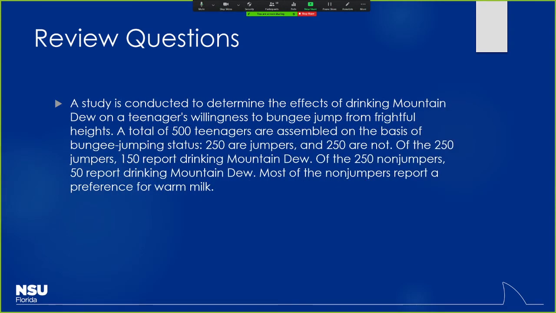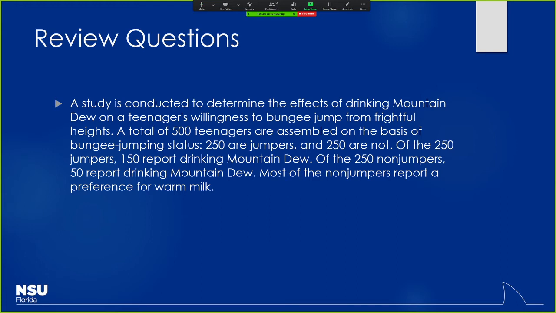Okay, so let's say we conduct a study to determine the effects of drinking Mountain Dew on a teenager's willingness to bungee jump from frightful heights. Let's say we have 500 teenagers that we've assembled on the basis of their bungee jumping status. We had 250 people that went bungee jumping just today, and 250 people that did not.